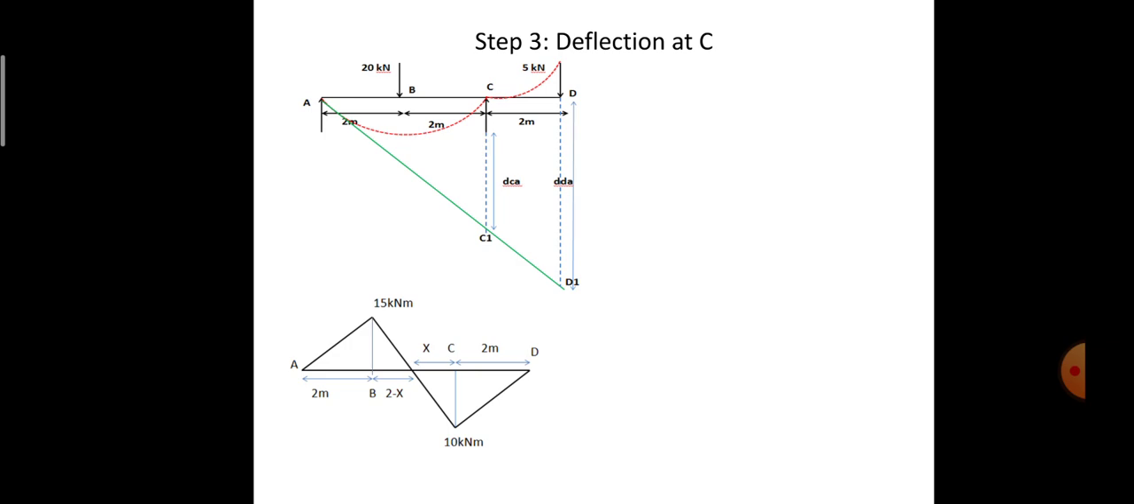Why am I interested in the determination of deflection at point C? Because I need to calculate the slope at point A. If I want to calculate the slope at point A, I need to calculate the deflection at point C, because it lets me solve with an easier calculation. So I need to calculate the deflection at C.